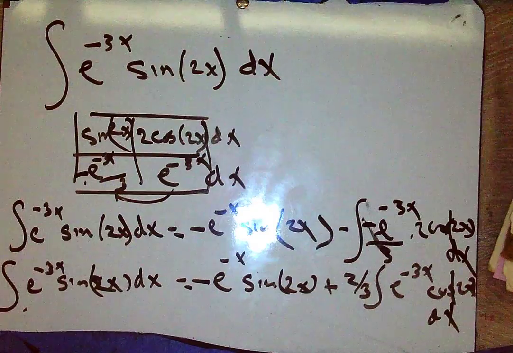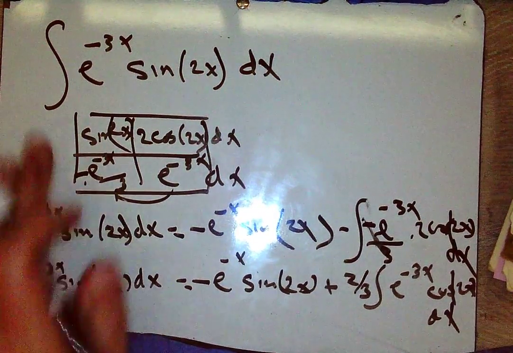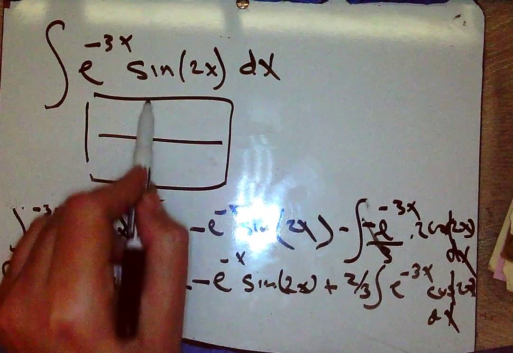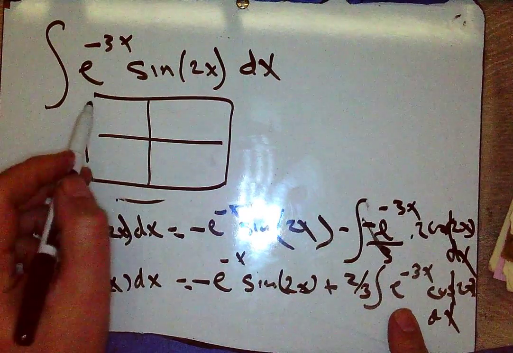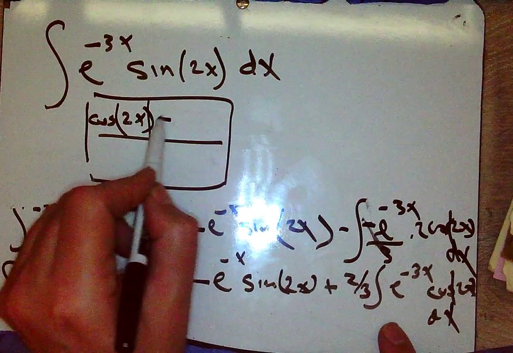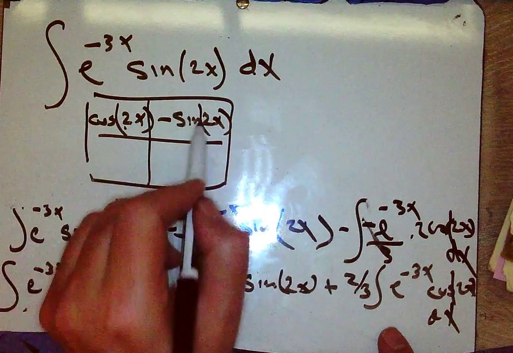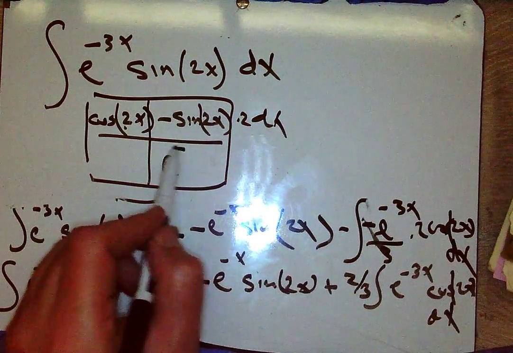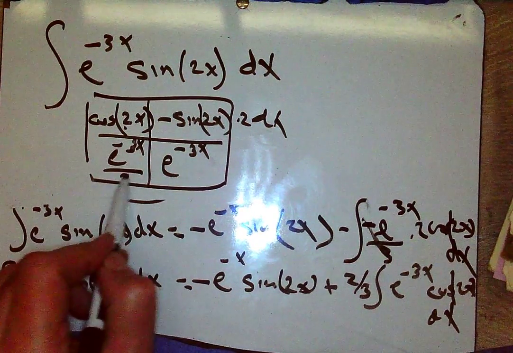Okay, getting there. But it looks like I have to do by parts a second time, and that's of course always true with these spinning problems. So I'm integrating this, and we have trig up here. So cosine 2x is going to be minus sine 2x times the derivative of the inside dx. And here we have e to the minus 3x, and this will be e to the minus 3x over 3.